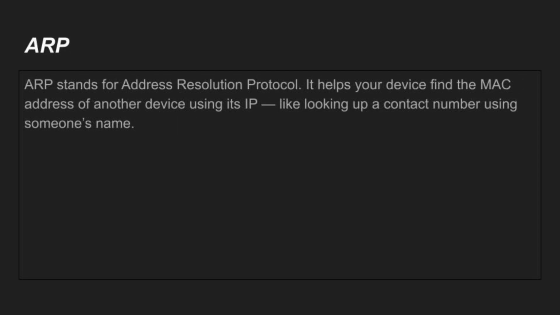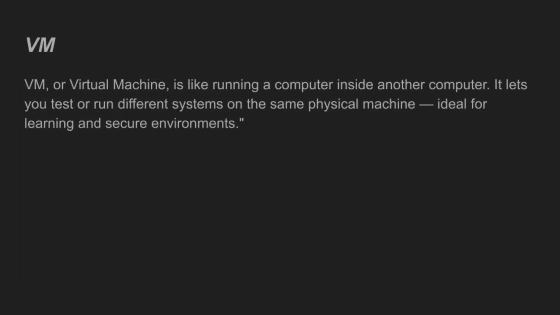ARP. ARP stands for Address Resolution Protocol. It helps your device find the MAC address of another device using its IP, like looking up a contact number using someone's name. VM. A VM, or virtual machine, is like running a computer inside another computer. It lets you test or run different systems on the same physical machine, ideal for learning and secure environments.